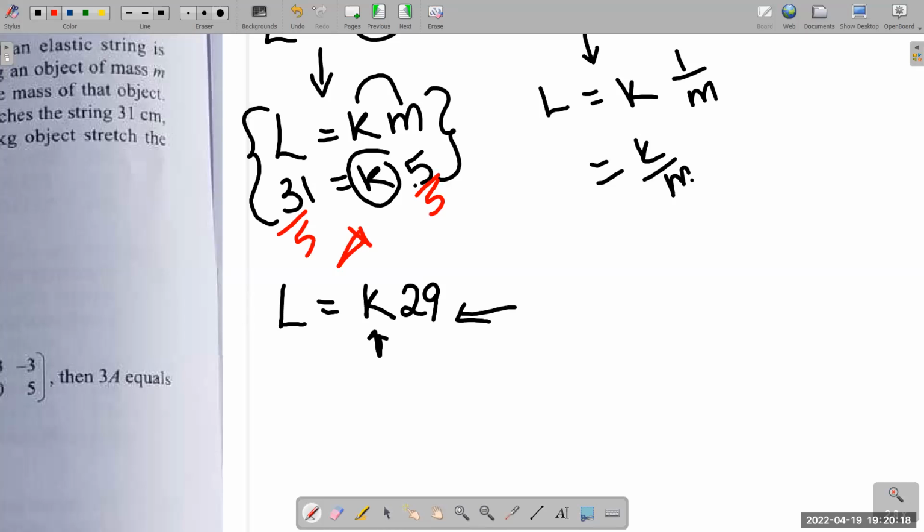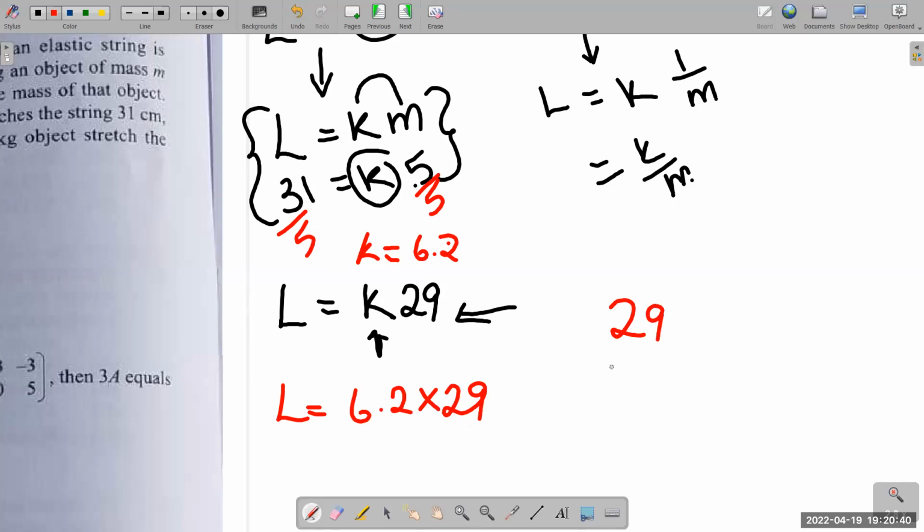I don't know what's going on with my pen. K is equal to 6.2. We could find L because we just substitute what K is. So the length would be 6.2 times 29. Keep in mind, this is just a lot of calculation. Everybody should know how to multiply a decimal. So let me just do it just in case.